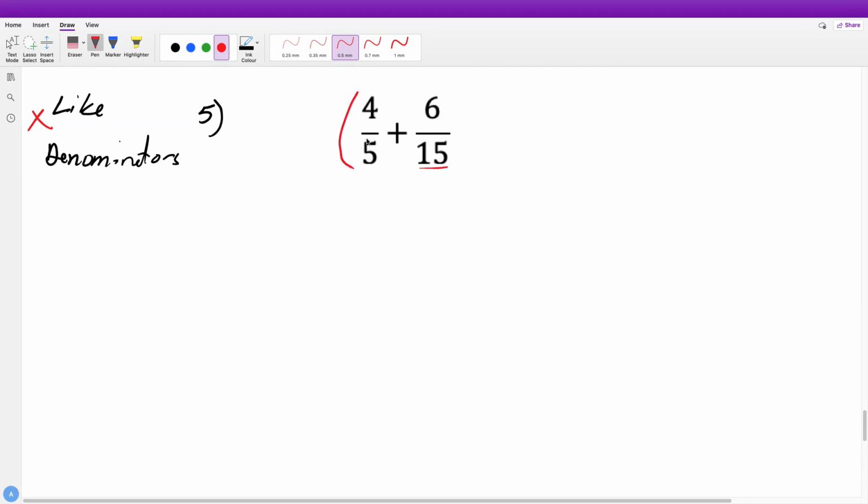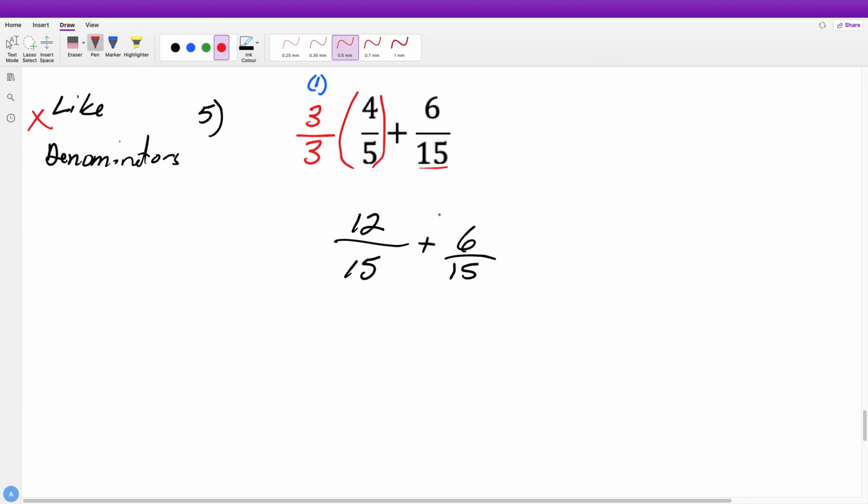So we're just going to ask ourselves, okay, so 5 times what gives me 15? Well, I know 5 times 3. So what I do to the denominator, I have to do to the numerator because remember, 3 over 3 is 1, so it's not changing our value. Then we multiply. 3 times 4 is 12. 3 times 5 is 15. And we have 6 over 15 here.